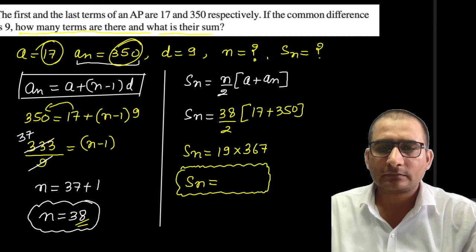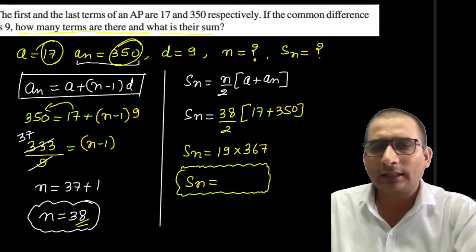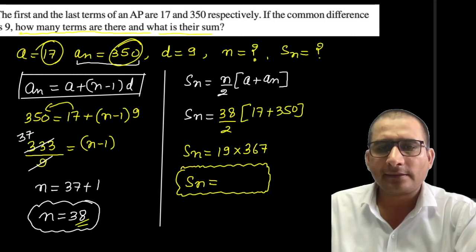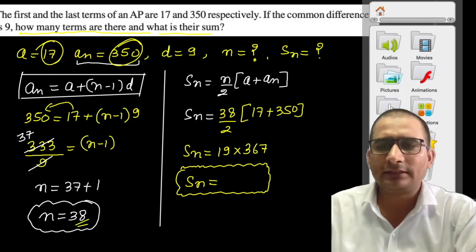सर Sn की वैल्यू n अपॉन 2 ब्रैकेट 2a प्लस n माइनस 1 इंटू d होता है ना? हाँ वो भी होता है, and this is also the another form of that formula. ऐसे भी हम लोग इसको लिख सकते हैं, that is this is also the form. We have already discussed this thing.